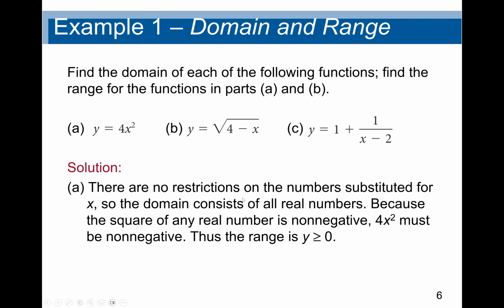So here we say there is no restriction on the number substituted for x. So the domain consists of all real numbers because the square of any real number is non-negative. So 4x squared must be non-negative.